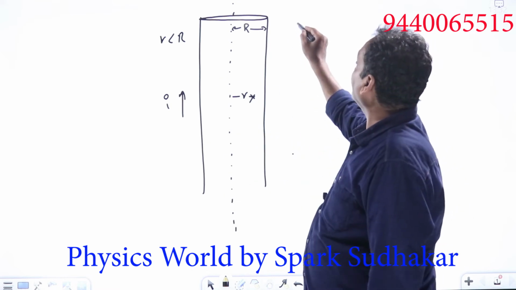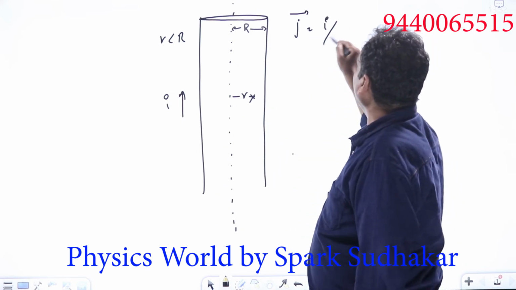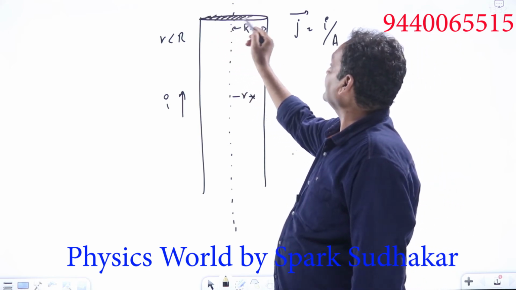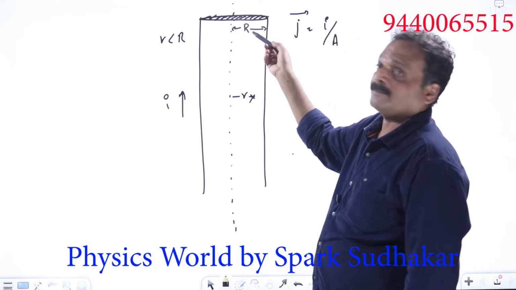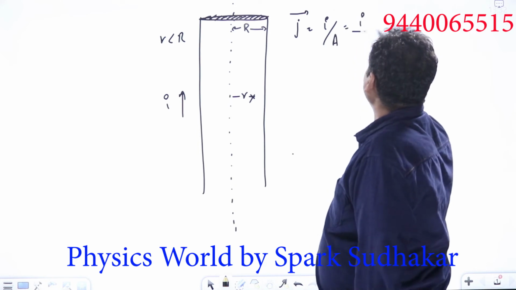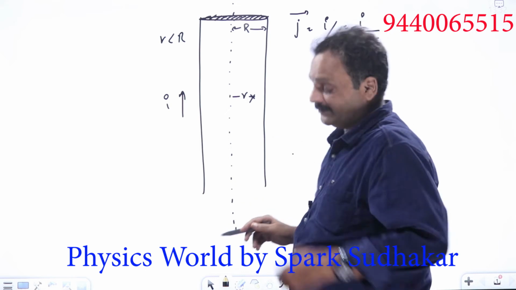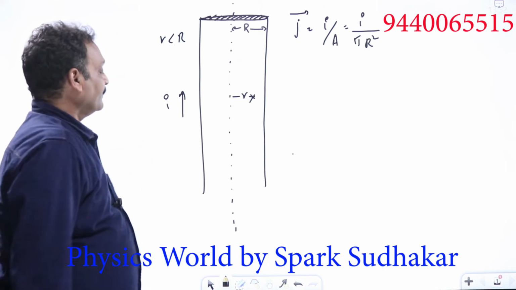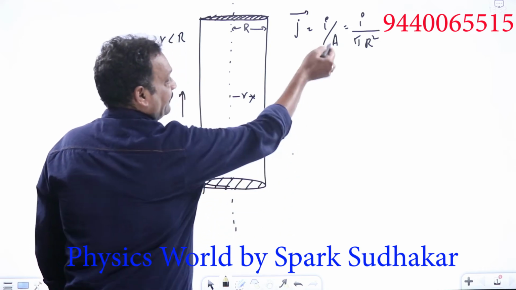Now I'll define a quantity called current density J bar. J bar is nothing but the current per unit cross-sectional area of the wire. What is the cross-sectional area of the wire? What is the area of this circular, cylindrical wire of radius capital R? The cross-sectional area is pi R square. Current per unit area will be equal to I by pi capital R square. The direction of J bar is in the direction of current only. So J bar is equal to I by pi R square. This is called current density, current per unit cross-sectional area of the wire, meaning current density through the entire wire.